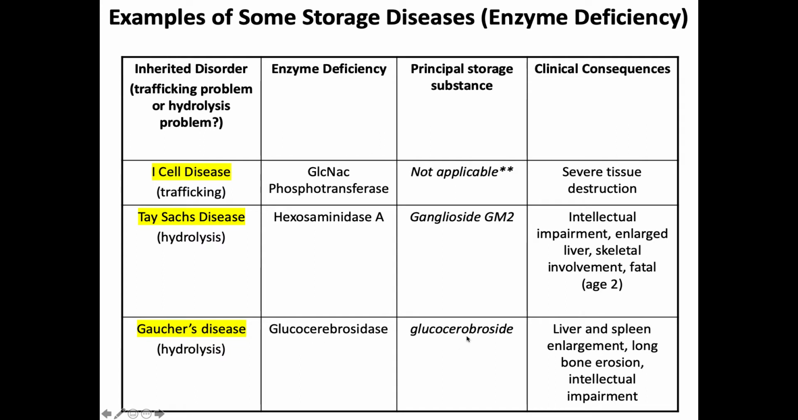That will be the principal storage organ, and the storage substance is glucocerebroside. Just make sure that you remember this as well. So these are the two which are the storage diseases. For the I-cell disease, it is different.